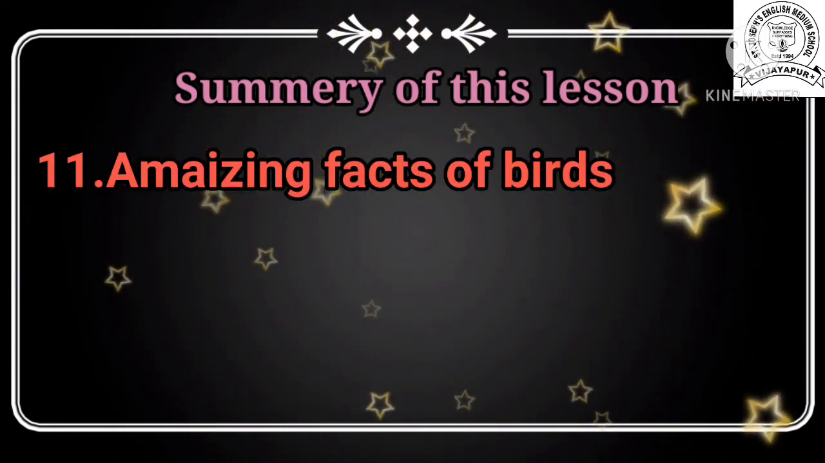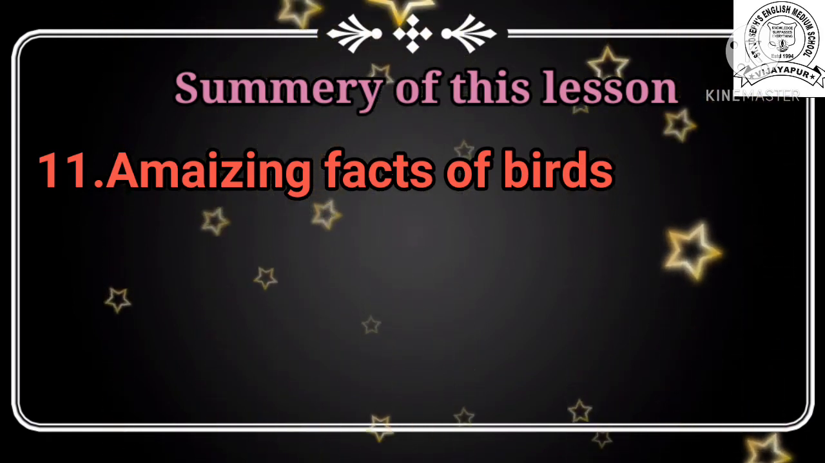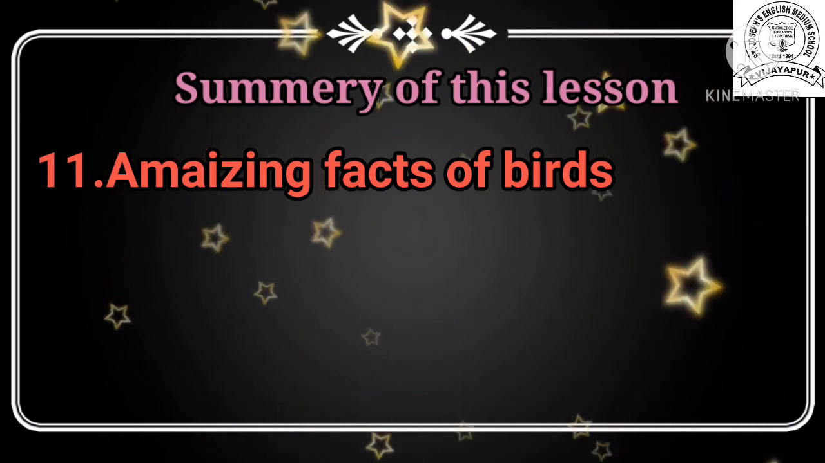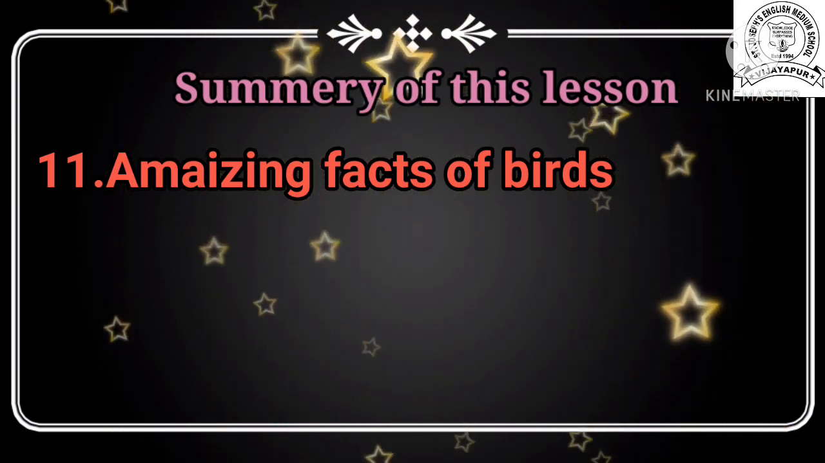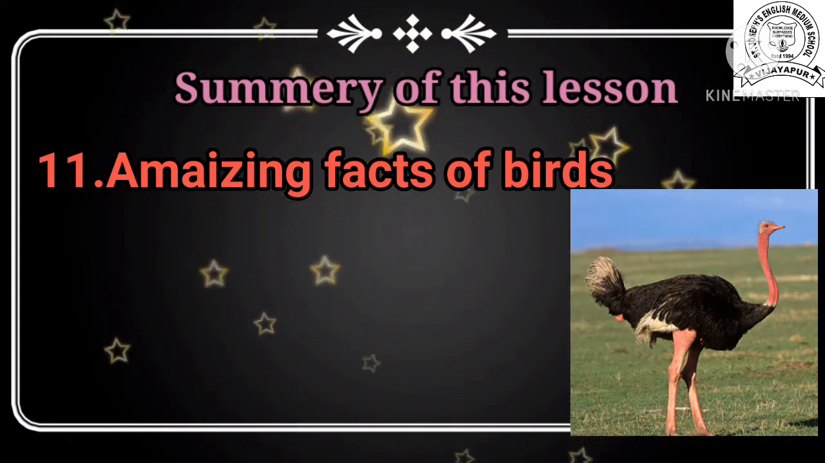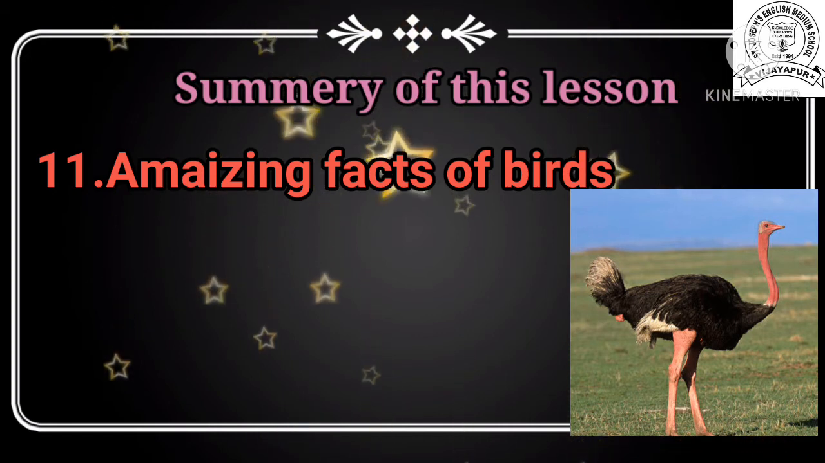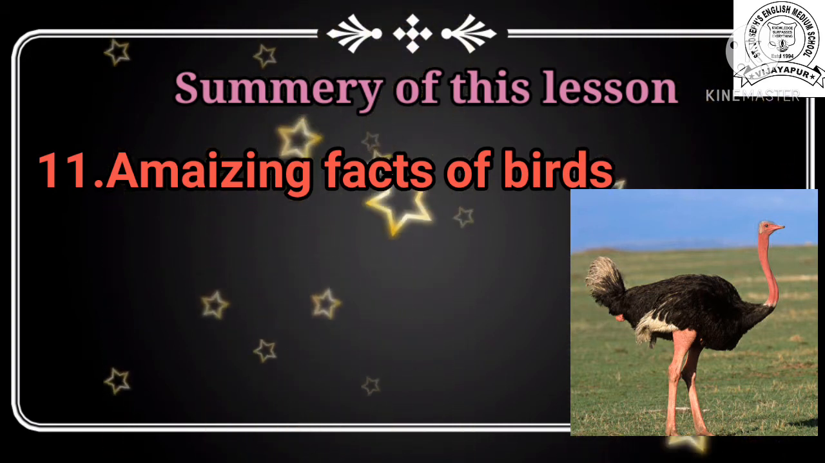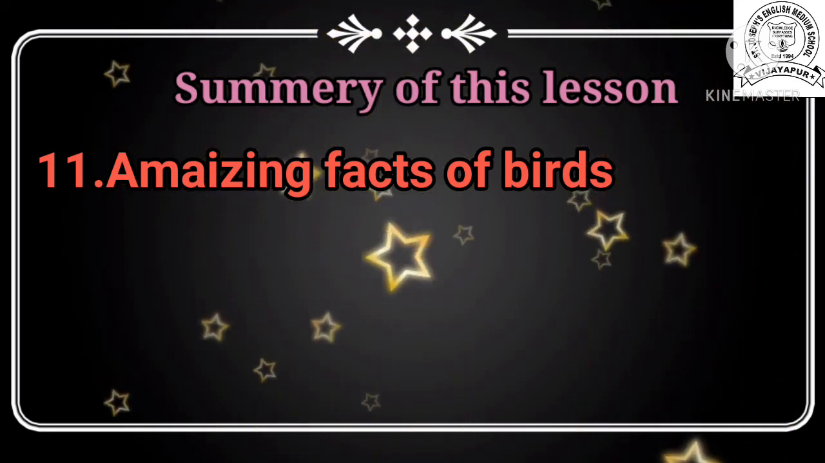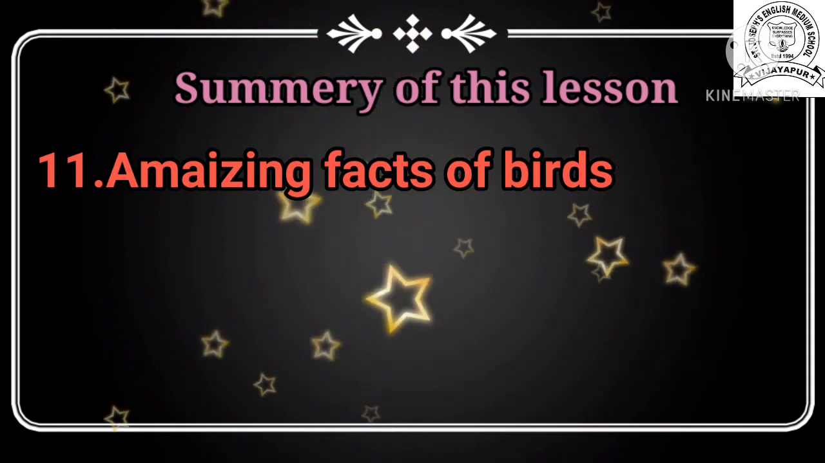Then we discussed the amazing facts of birds. Some birds like kiwi. Kiwi cannot see properly in the day, and it can hunt by using smell. So it is a nocturnal bird. Then ostrich. Ostrich is a flightless bird and it is very heavy, but it can run very fast. Then mockingbird. Mockingbird can emit various types of sound. That's why their name is mockingbird.